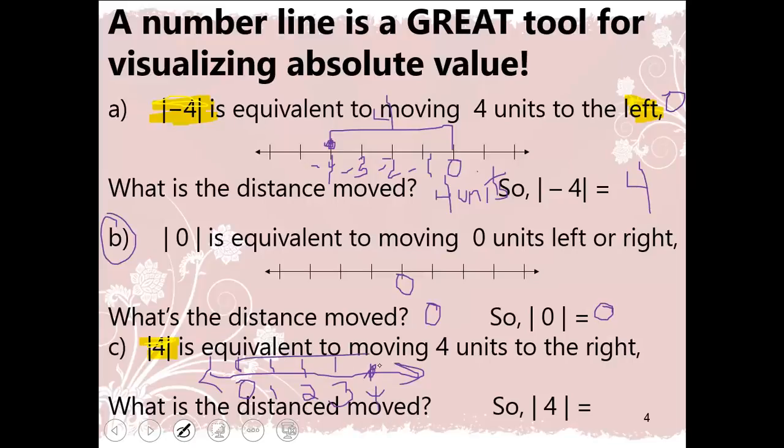What distance did we move? We moved 4 spaces. So the absolute value of 4 is 4. Now notice that we get the same answer if we take the absolute value of -4, that becomes +4 because distance is a non-negative number. If we take the absolute value of +4, that stays +4 because distance is a non-negative number.